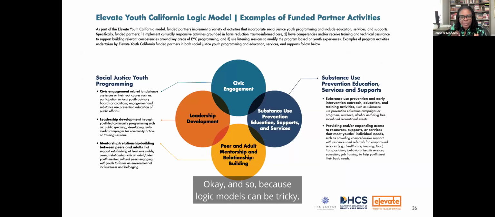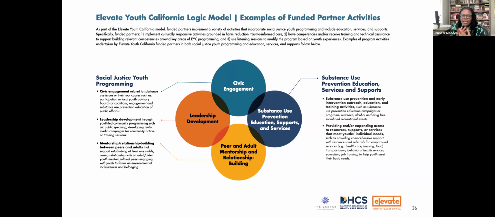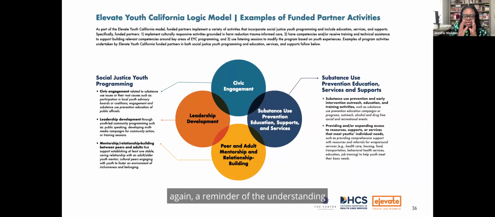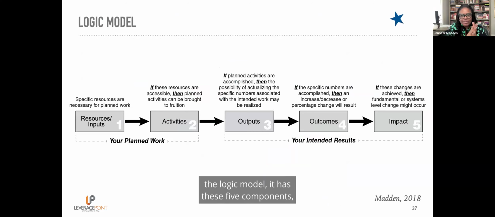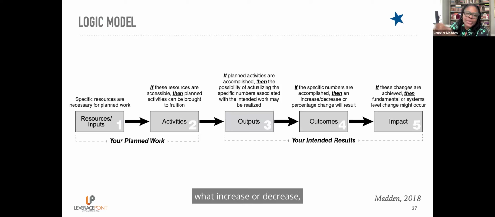Okay. And so because logic models can be tricky, I'm just going to unpack it a little bit again and revisit this logic model piece just so that you have, again, a reminder of the understanding of how powerful the logic model can be as you're thinking about organizational goal setting. All right. So again, the logic model has these 5 components: your resources or your inputs, these activities, these outputs, numbers of things, outcomes, what increased or decreased, what's the percentage change, and then impact.